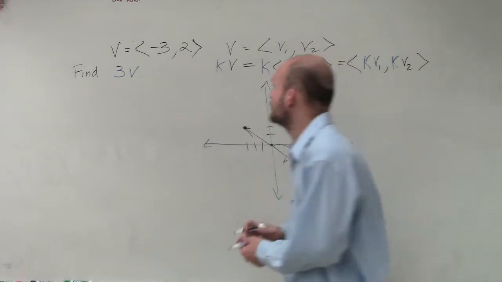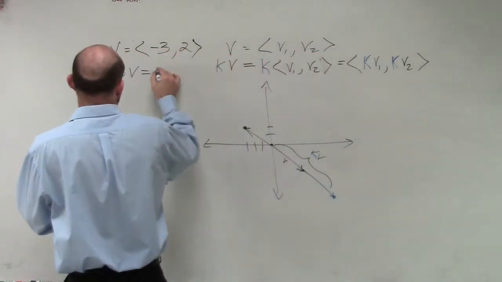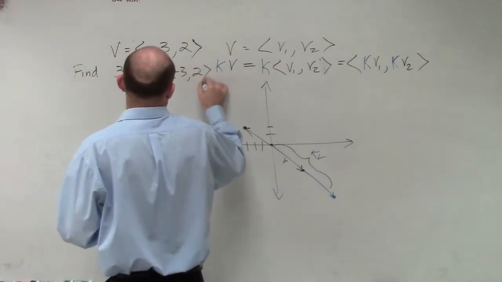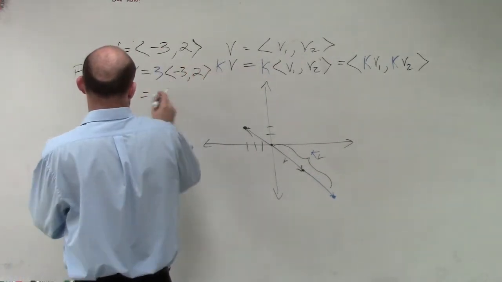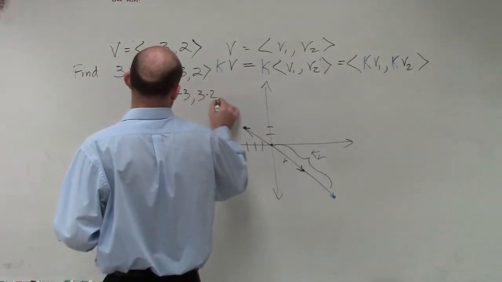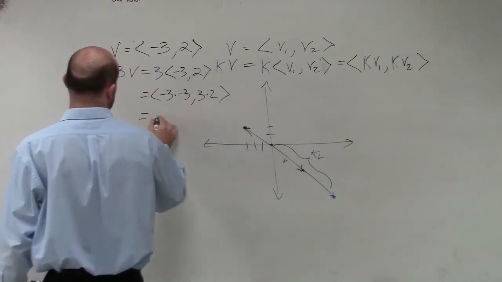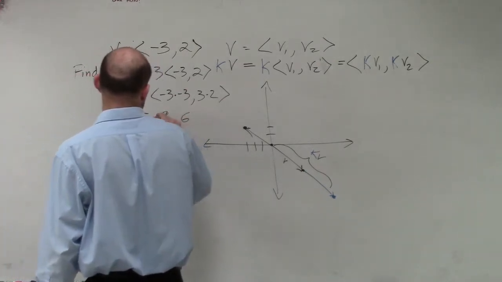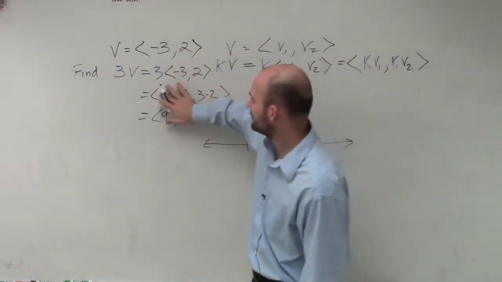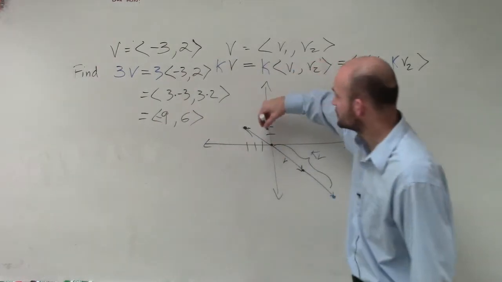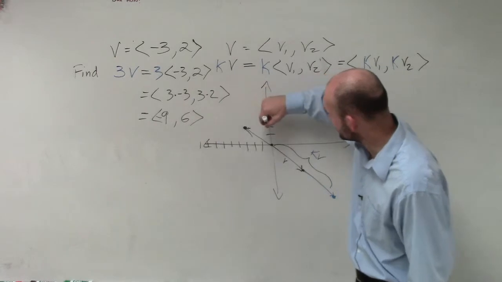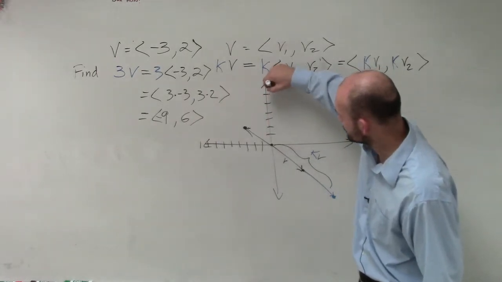So now I'm going to say that equals 3 times -3, comma 2, which equals 3 times -3, comma 3 times 2, which equals -9, 6. Now, I originally put a positive in there. You're right, that doesn't make sense. So now I go over -9, 1, 2, 3, 4, 5, 6, 7, 8, 9, up 6. 1, 2, 3, 4, 5, 6.